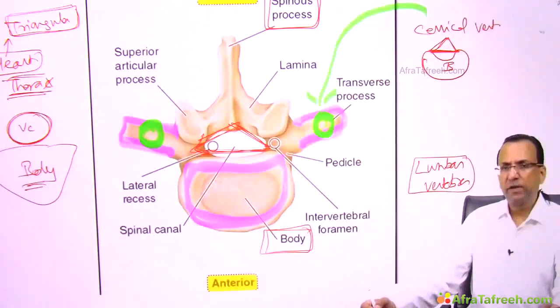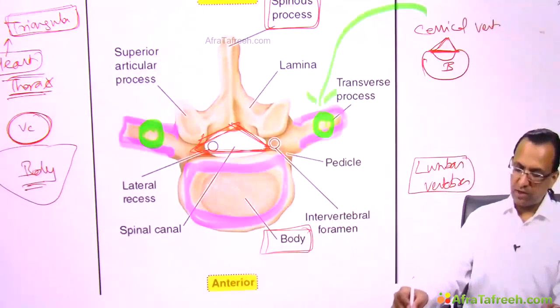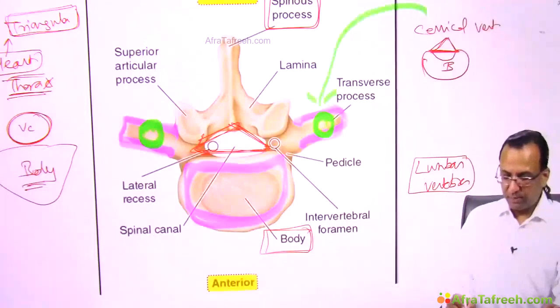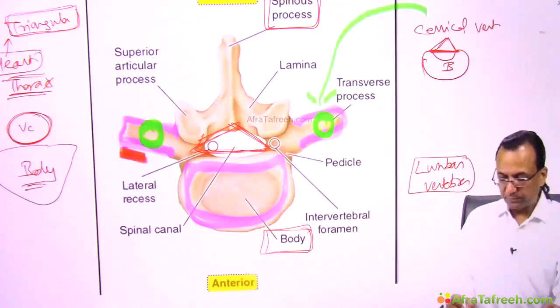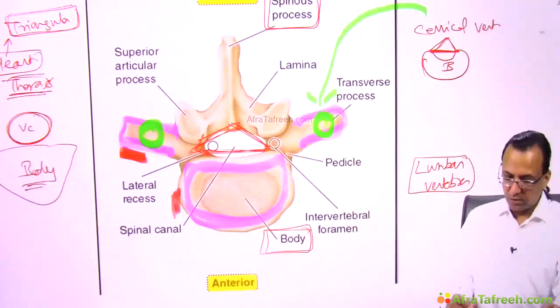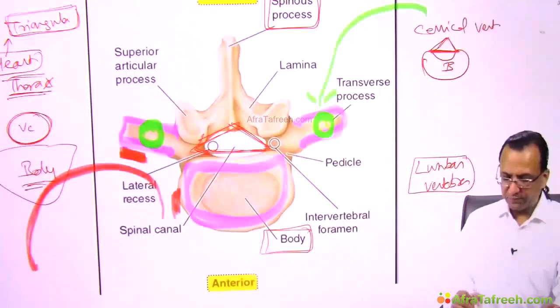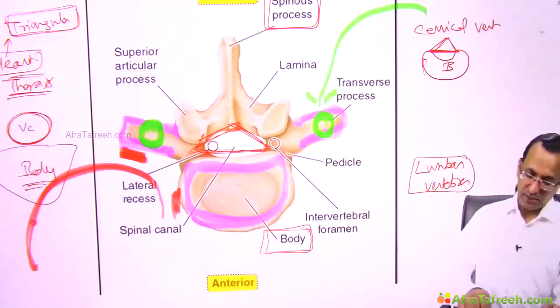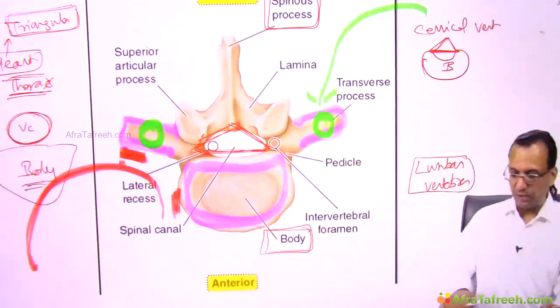How will I know it is a thoracic vertebra? If it is a thoracic vertebra, then you will have a costal facet. What is that? A rib facet. Yes, a rib facet, because the thorax has ribs. So there will be some rib facet on the vertebra. Yes.